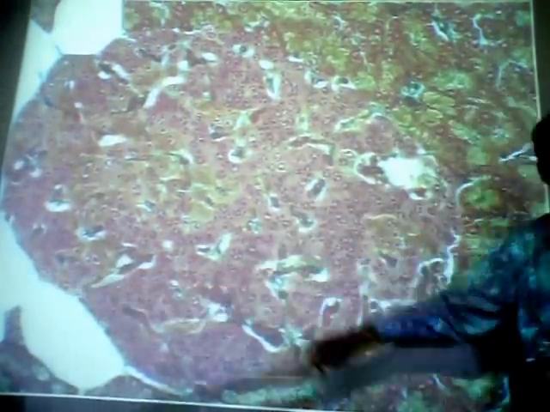Which are the islands? The red, reddish. The red area here, that's the pancreatic islet. Okay? And again, the major cell type here are the beta cells.